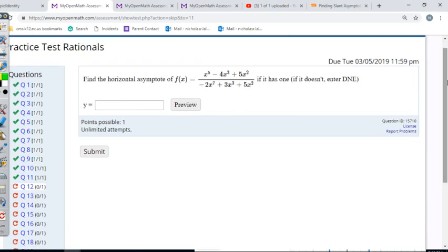All right, question 12. Find the horizontal asymptote of this one right here. Here, our degree is higher in the denominator. If your degree is higher in the denominator, your horizontal asymptote is y is equal to 0.